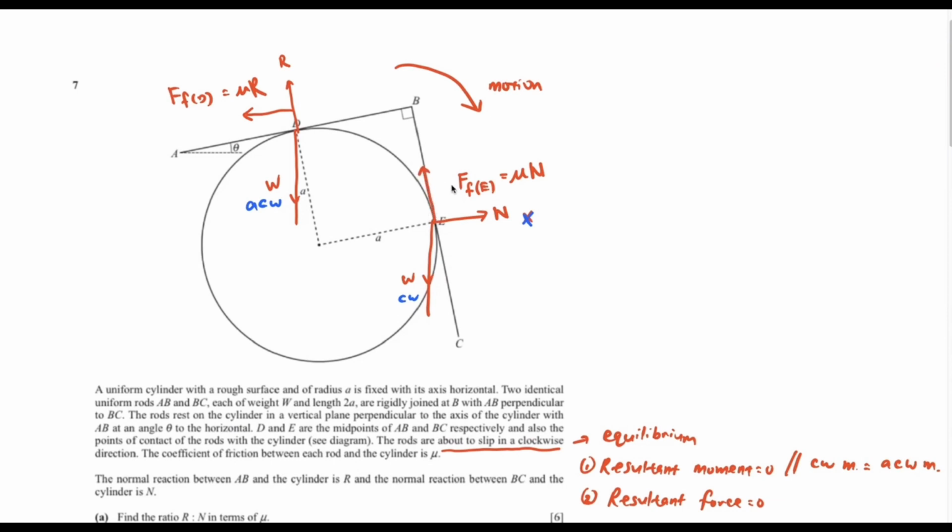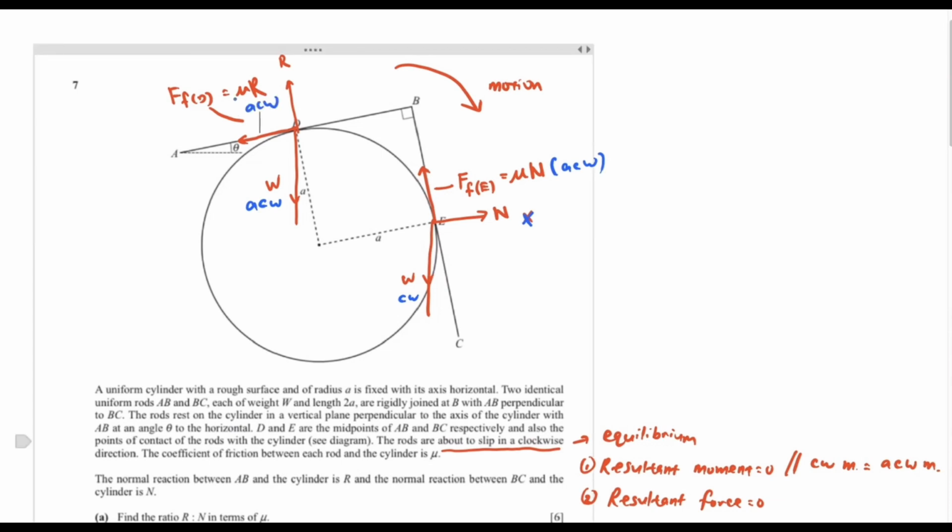Frictional force is acting this way. This is the center of clock, so it is anti-clockwise. Okay, anti-clockwise. This one, again I put in a more proper position, so it should act along the rod. So this one is hence anti-clockwise. Yeah, so the center is here, anti-clockwise.